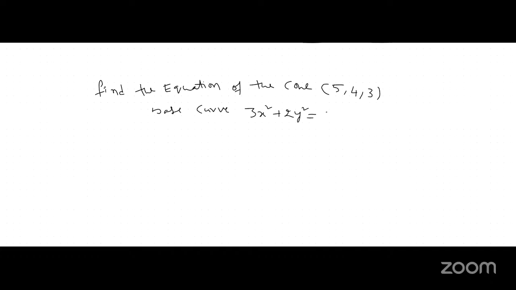Find the equation of the cone with vertex (5, 4, 3) and the base curve 3x square plus 2y square equals 6 and y plus z equals 0. Now see the solution.